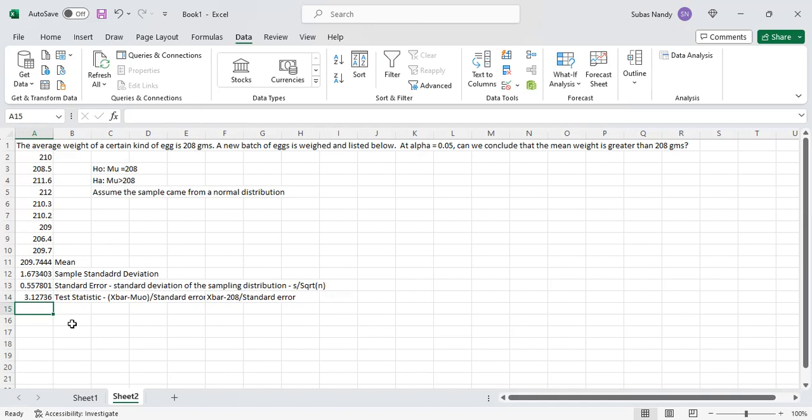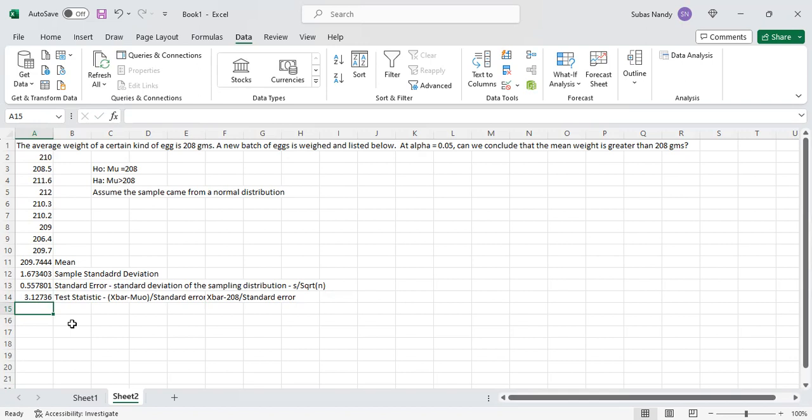Now I need to calculate the area to the right of 3.12736. I have to do that because this is a right tail test. Okay, and I will compare that area with the level of significance, alpha equal to 0.05. But the function in Excel calculates the cumulative area, that is the area starting from the very negative value of t up until the statistic. It's called cumulative because it calculates the area from the extreme left end of the t distribution up to 3.127.